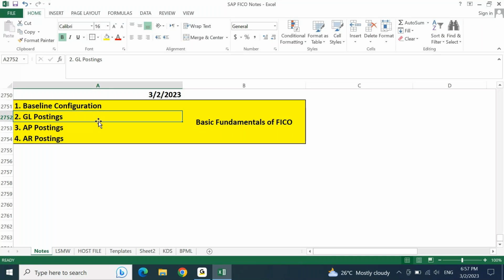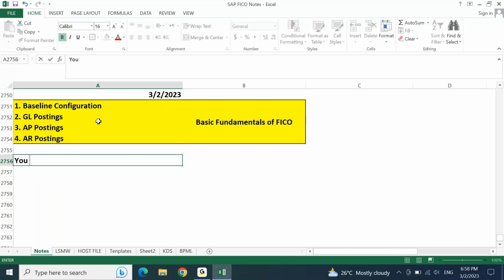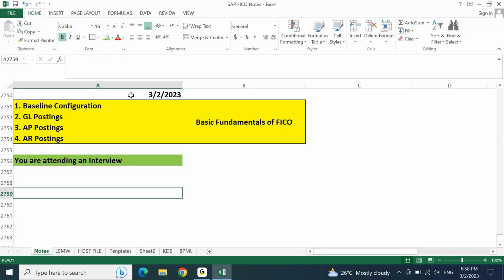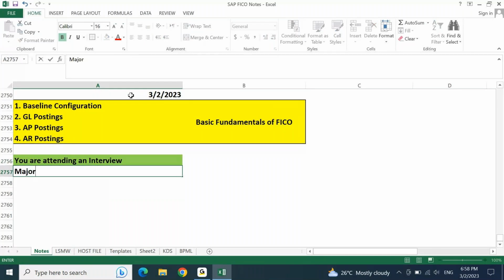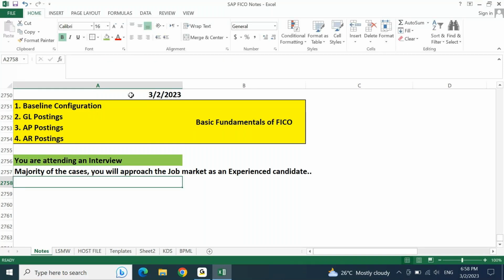Now, the reason why we are specifying this: assuming you are attending an interview. Okay, let's assume that you are attending an interview. In the majority of cases, you will approach the job market as an experienced candidate. Is this correct? Yes, sir. Is my statement correct?